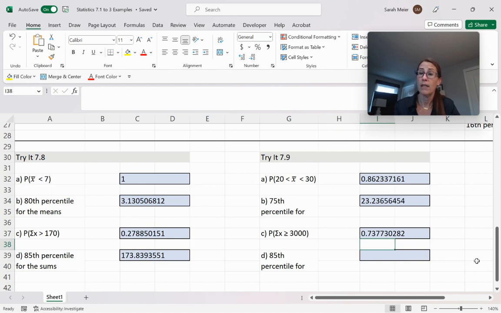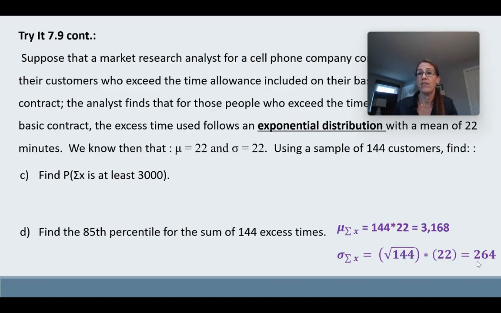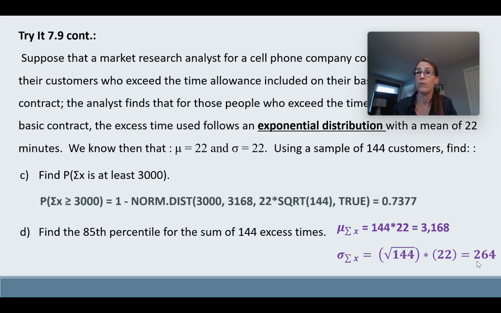So the probability that our sample sum is greater than or equal to, or is at least, 3,000 is 73.77%. Or 0.7377.